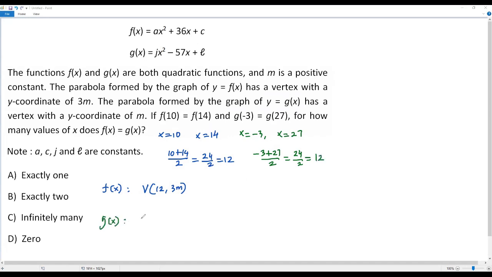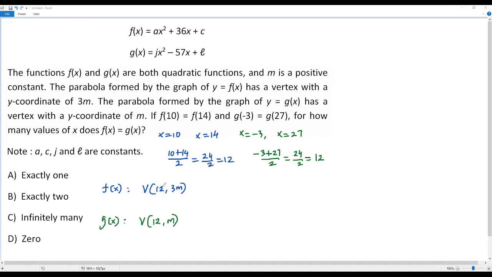For the quadratic function g of x, the x coordinate of the vertex is 12, and we have the y coordinate of the vertex here. For the function g of x, the y coordinate is m at the vertex. Let me mark it here. Okay, here I got the vertices for both the quadratic functions f of x and g of x.